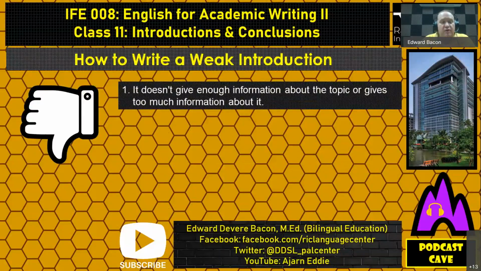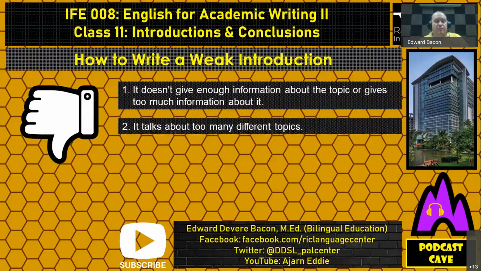So again, perfect. So this is correct. So if you're gonna write a weak introduction, and please don't write a weak introduction, but if you have a weak introduction, one of the things is that you don't have enough information. Okay, or background information. Okay, now can you read number 2? It talks about too many different topics. Okay, so this is a big one.